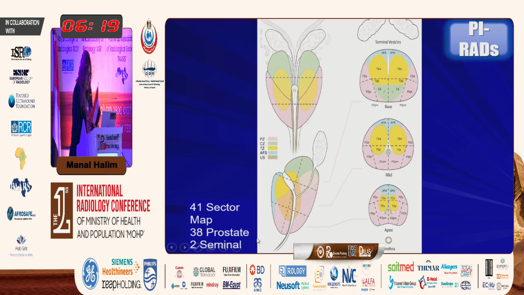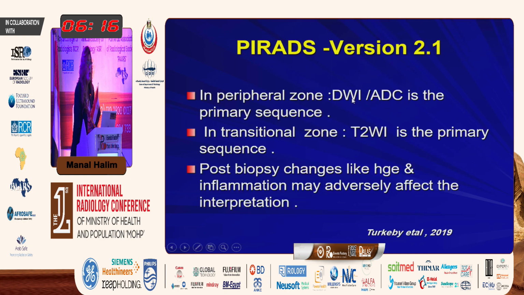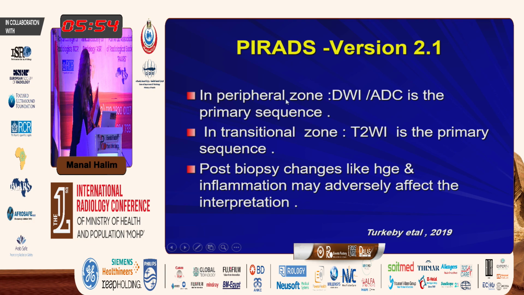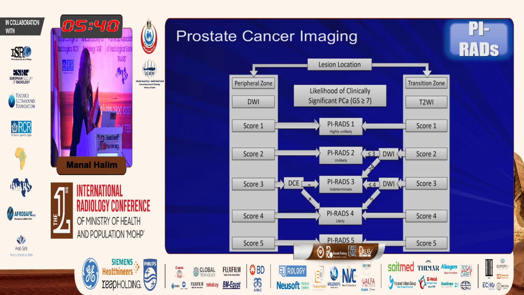And then the PI-RADS system, version 2. There are a lot of versions: one in 2012 and one in 2015, and the last one was 2019, which is the most updated version 2, and shows a scoring for prostate cancer imaging. By scoring, I mean he made a peripheral zone scoring and another transitional zone scoring. According to PI-RADS, in the peripheral zone the primary sequence is the diffusion weighted images and ADC mapping, while in the transitional zone the T2 weighted images are the primary sequence, and post-biopsy changes like hemorrhage and inflammation may adversely affect the interpretation. And again, to see this, this is our algorithm.